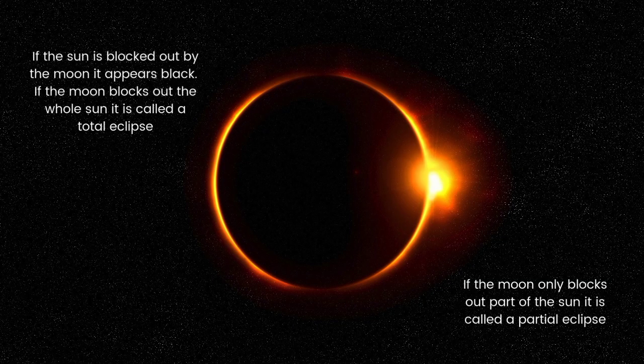If the sun is blocked out by the moon, it appears black. If the moon blocks out the whole sun, it is called a total eclipse. If the moon blocks out part of the sun, it is called a partial eclipse.